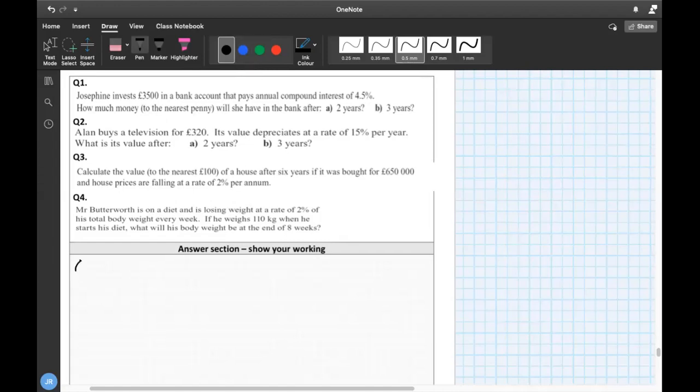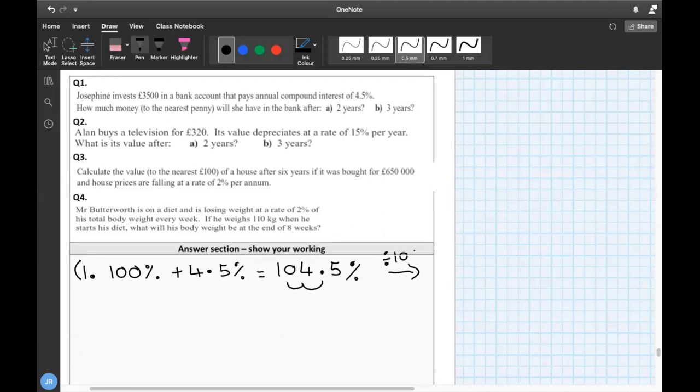So if we've started with 100%, and we've got 4.5% interest, then that means we're trying to find 104.5% of the amount. That's your step 1. What percentage are you trying to find? Then you want to convert that into its decimal multiplier. From a percentage to a decimal, you divide by 100. So that placeholder, you jump 2 spaces. So we're dividing by 100. And your decimal multiplier now is going to be 1.045.